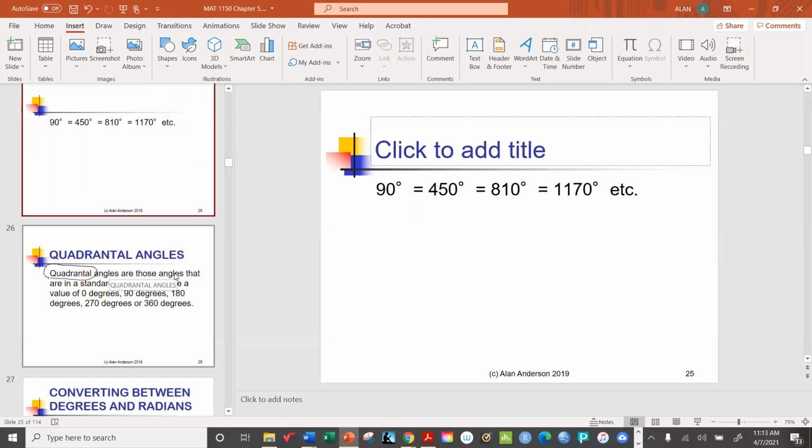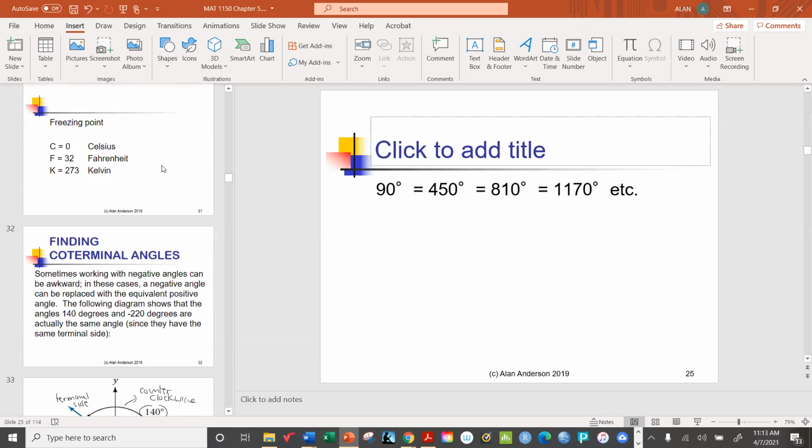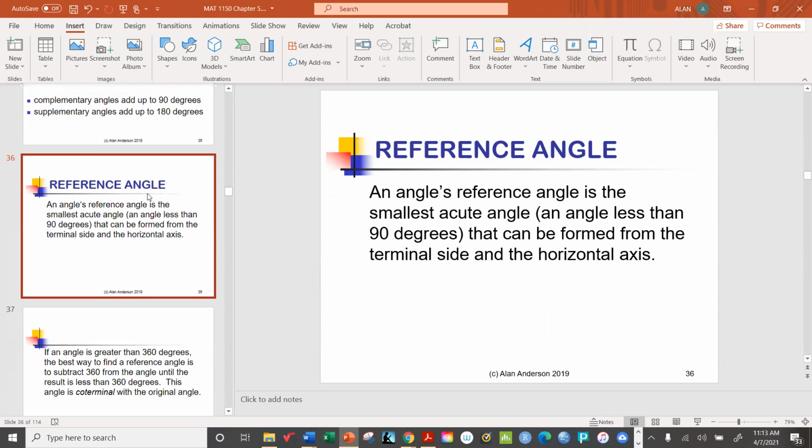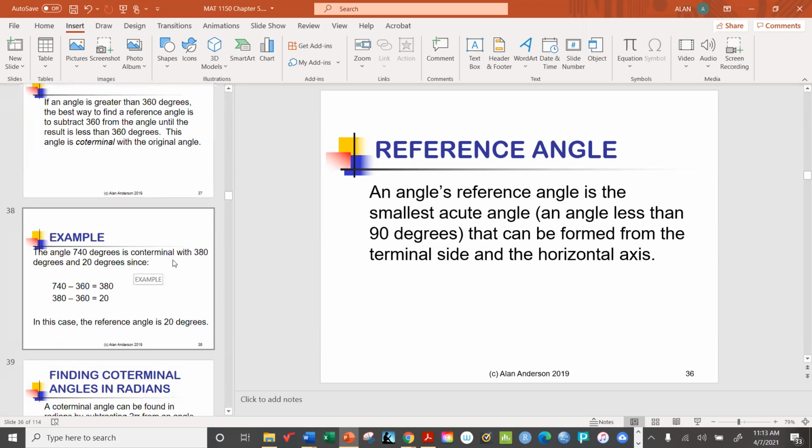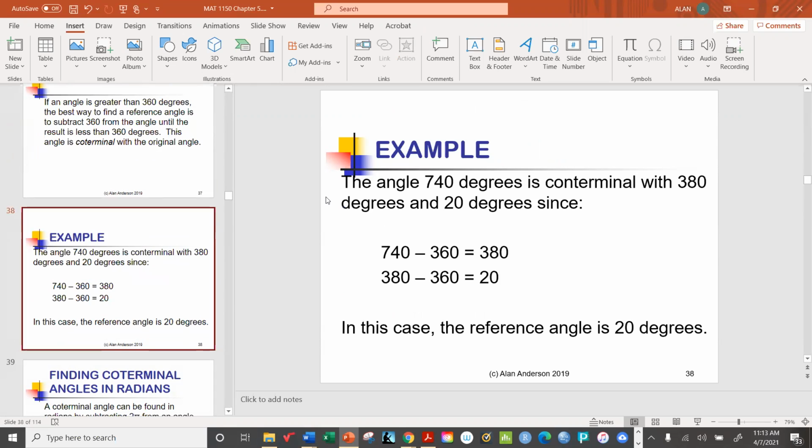So this way, when you see this definition, reference angle, it is the smallest acute angle that can be formed from the terminal side and the horizontal axis. So in other words, what if I asked you to calculate or describe a 740-degree angle? It turns out that 20, 380, and 740 all mean the same thing, because to get from 20 to 380, I'm just adding 360. And then I add it again and get 740. So all of these are the same angle. And we say that the reference angle is 20 degrees.